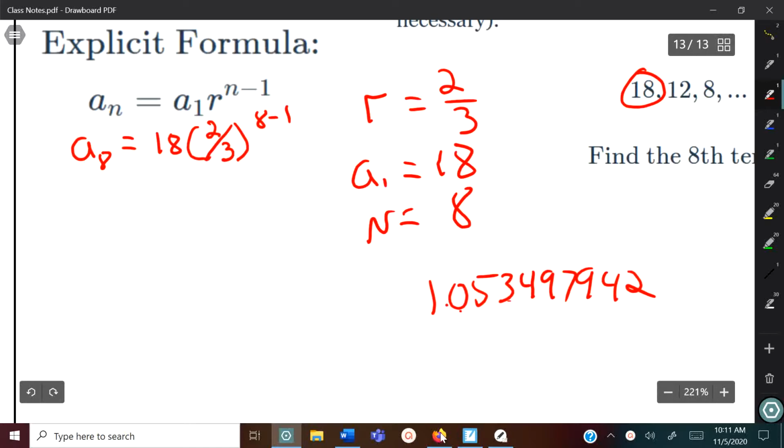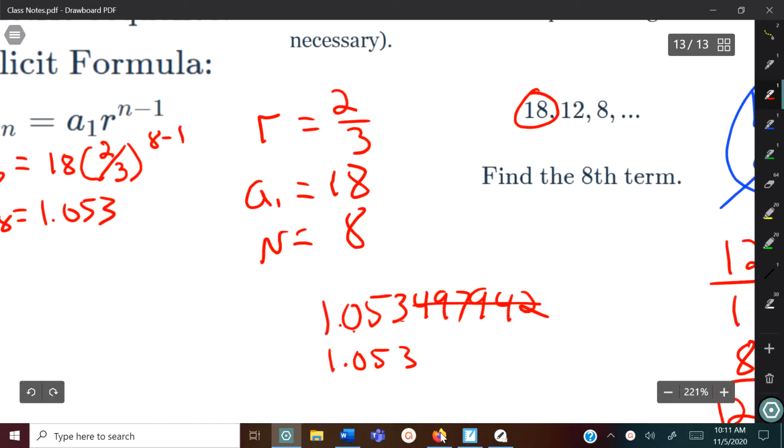At this thousandths place, that's the number we're going to change or leave the same. The number to the right is what we use to determine that. It's not 5 or higher, it's a 4, so we're going to leave it the same and just drop all of that off. We'll have 1.053. So a sub 8 is equal to 1.053. If we went 8 terms, this will get smaller and smaller and smaller.